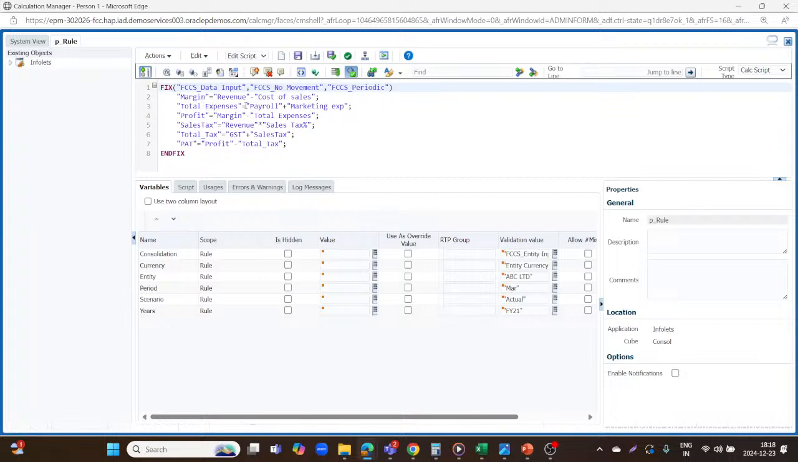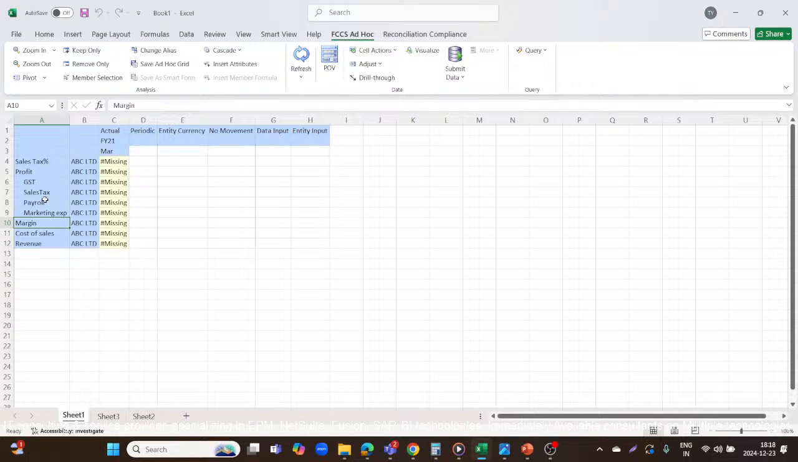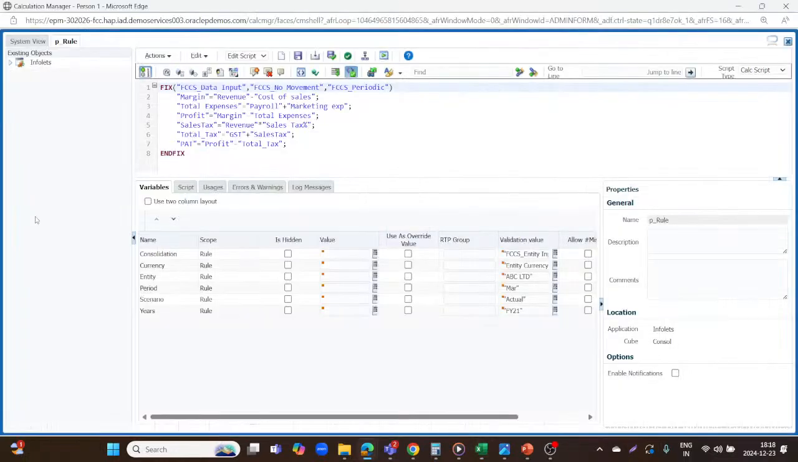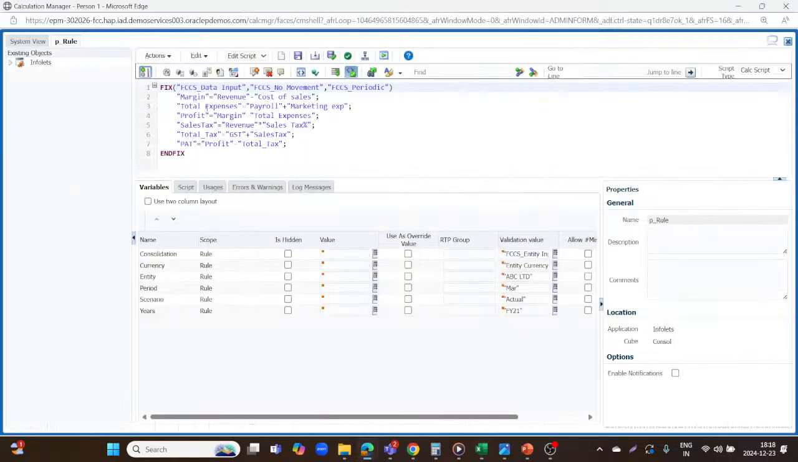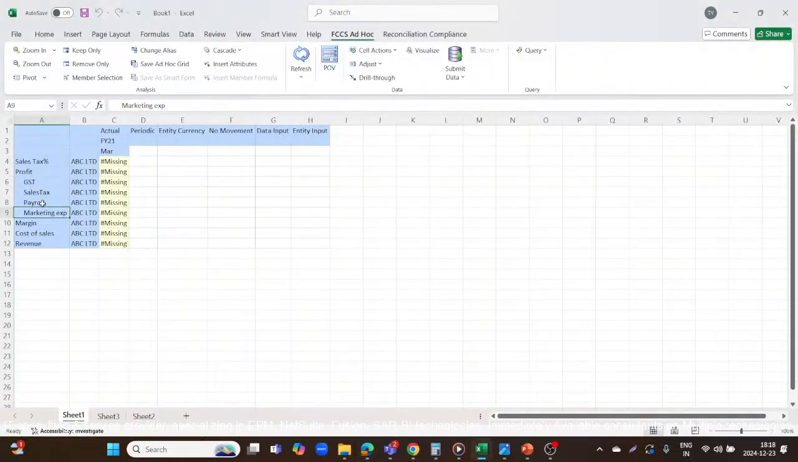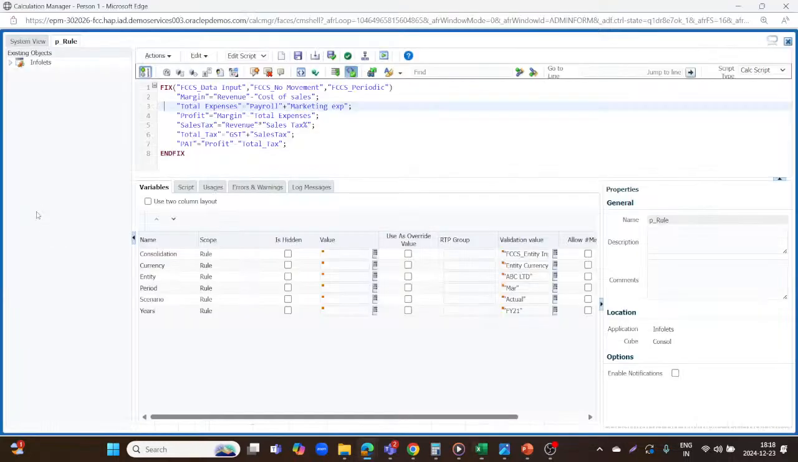Now you are calculating your indirect expenses, that is your payroll and marketing, which we have given. So you can see the payroll and marketing expenses; when we add both these, it will give you the total expenses, correct? After that, the third is, we have seen this margin, revenue minus cost of sales. Then we have seen the total expenses, that is the sum of payroll and marketing.